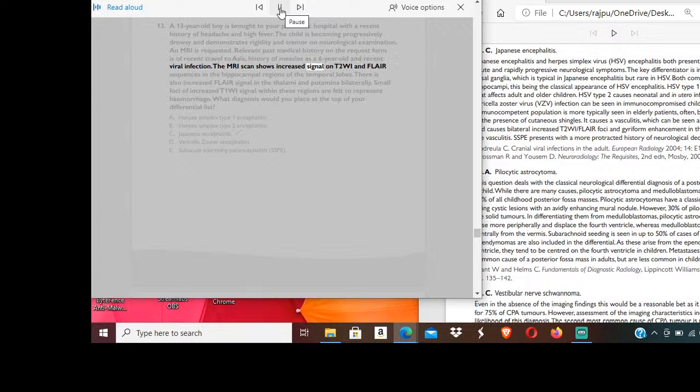The MRI scan shows increased signal on T2WI and FLAIR sequences in the hippocampal regions of the temporal lobes. There is also increased FLAIR signal in the thalami and putamina bilaterally. Small foci of increased T1WI signal within these regions are felt to represent hemorrhage. What diagnosis would you place at the top of your differential list?